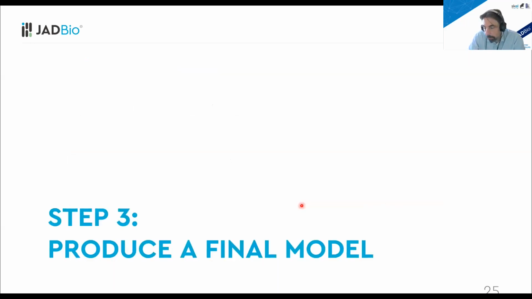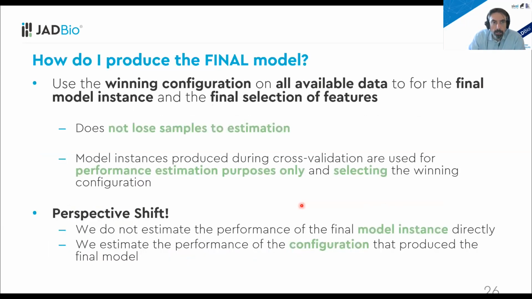The previous note is important to ensure correctness of estimation, and that, of course, is important in life sciences. Okay, so how do we produce a final model? Well, we use the winning configuration, but on all available data. And this is going to lead to the final model and the final selection of features.